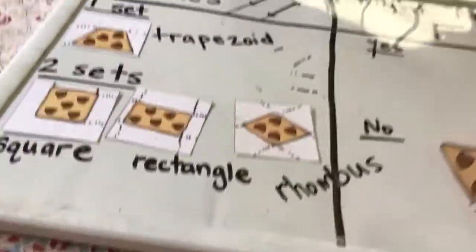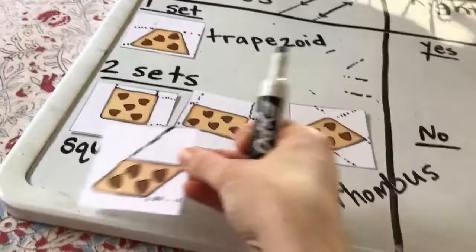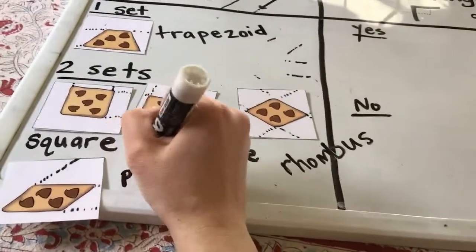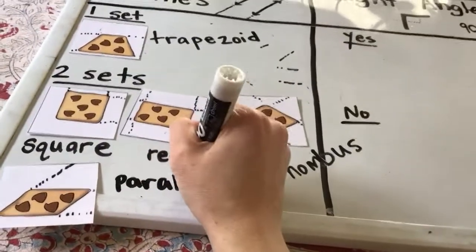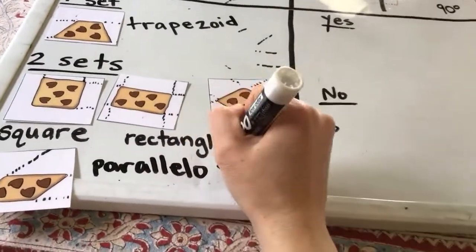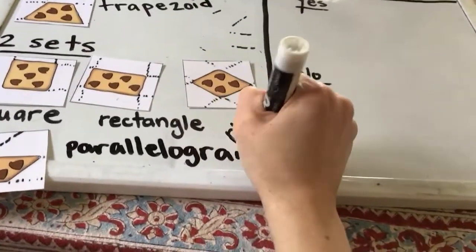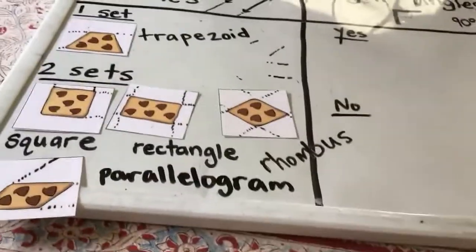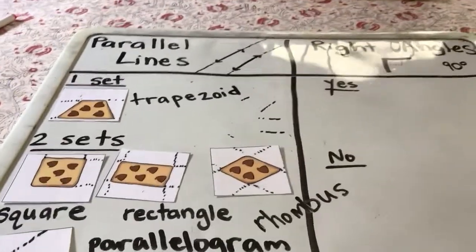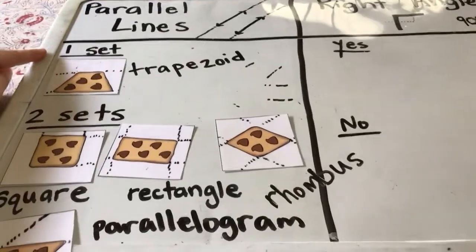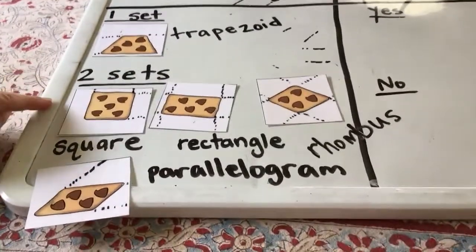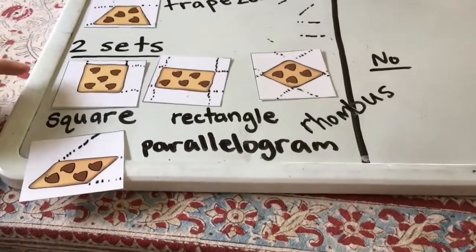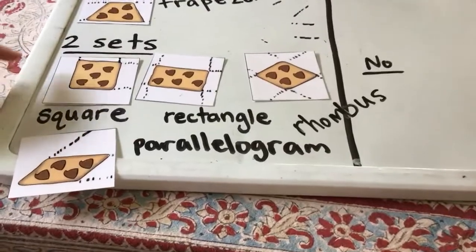So I've got very little room left down here, but I definitely need to fit in my parallelogram because it has two sets of parallel sides. P-A-R-A-L-L-O-G-R-A-M. That is a long name, parallelogram. So if you look at these special quadrilaterals, the trapezoid only has one set of parallel lines, but squares, rectangles, the rhombus, and the parallelogram all have two sets of parallel lines.